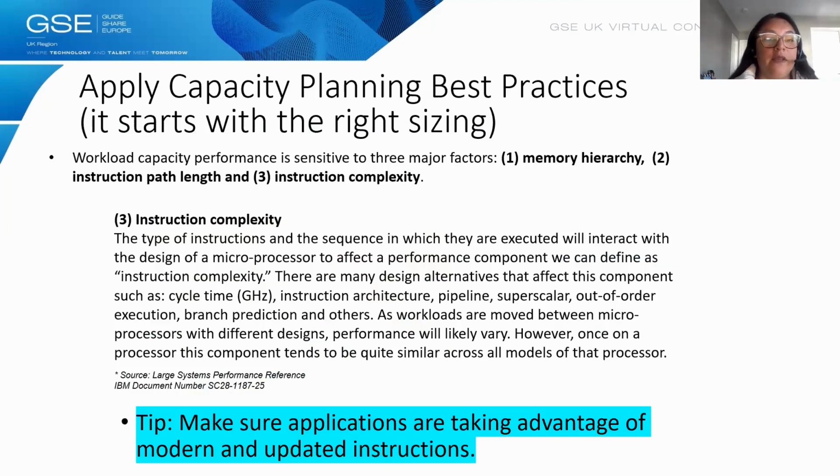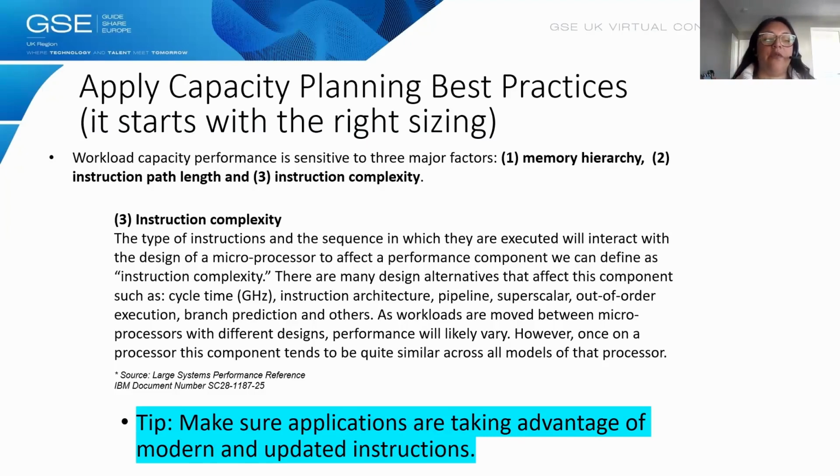Okay, so at the end of these capacity planning best practices, here we have instruction complexity. Again, this was extracted from the LSPR document that I recommend you read. So the type of instructions and the sequence in which they are executed will interact with the design of a microprocessor to affect a performance component we can define as instruction complexity.